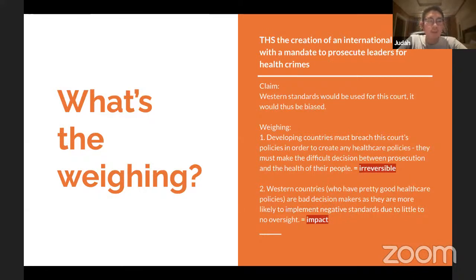So in this case, you're talking about impact generally, right? It is pretty low impact to have this international court based on Western standards, which is likely to happen. It is better that these countries just determine for themselves what is best for them, right? So therefore, the creation of an international court is unimportant or should not be done, right? So it directly proves what the opposition is supposed to prove.